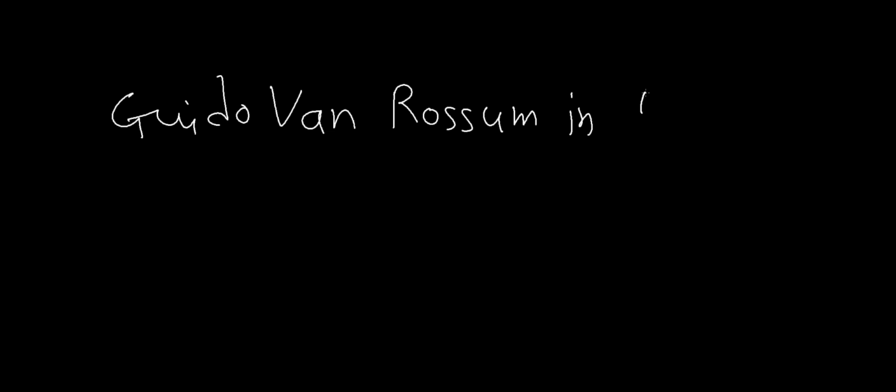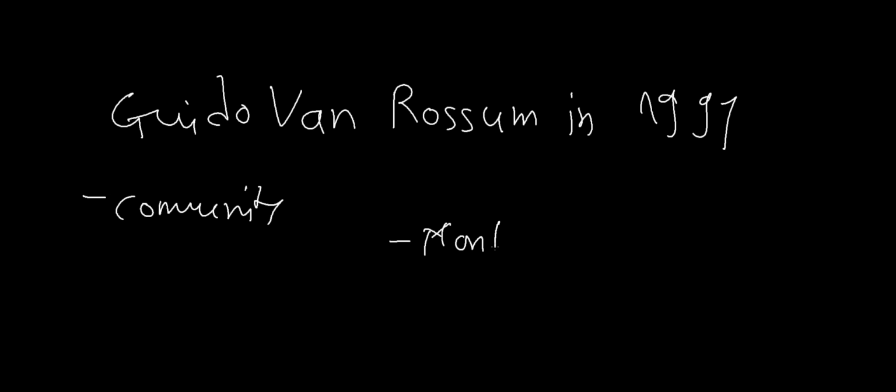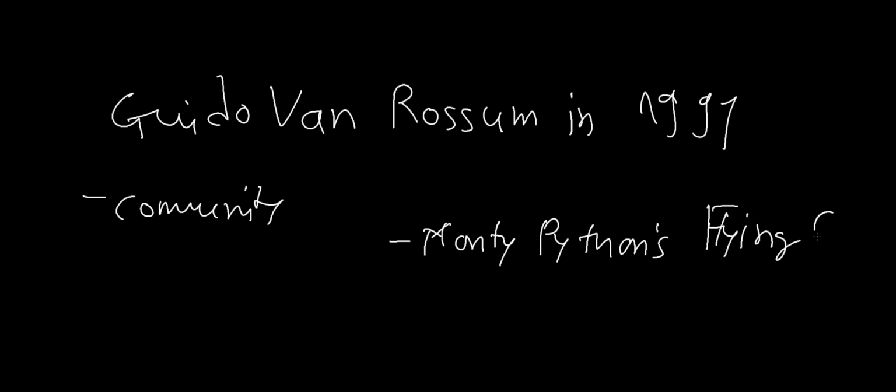So Python was designed by Guido van Rossum in 1991, and its development is performed by the community. Community-based development is there as it's an open source platform. And as for where the name comes from, the creator named it after a BBC comedy series, Monty Python's Flying Circus.